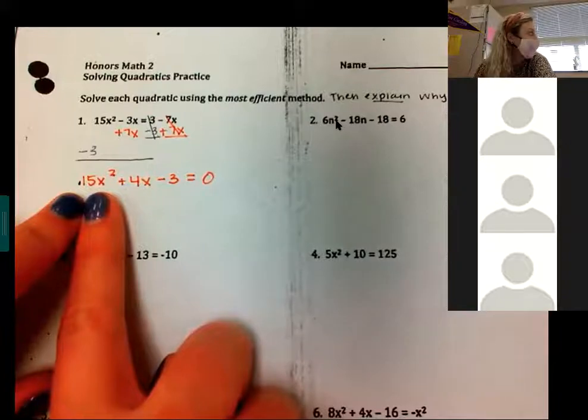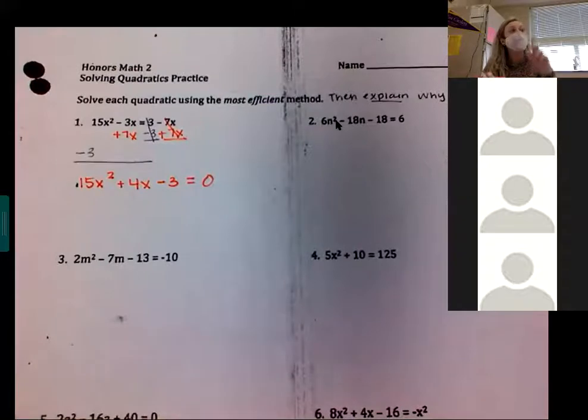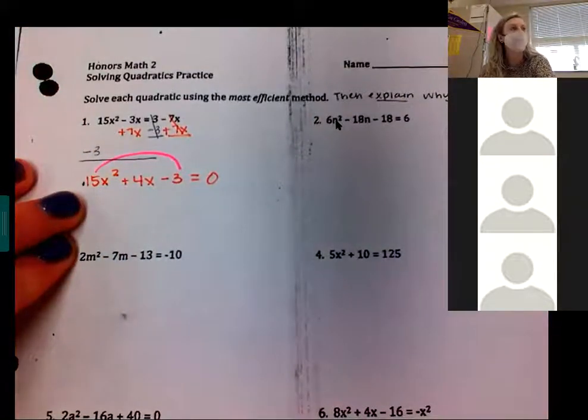Do I have all eyeballs? Connor, are you with me, bud? I don't want you guessing and checking if it's not even going to factor. So watch. Here's how you check if a quadratic is factorable. If you do 15 times 3, what does that give you?